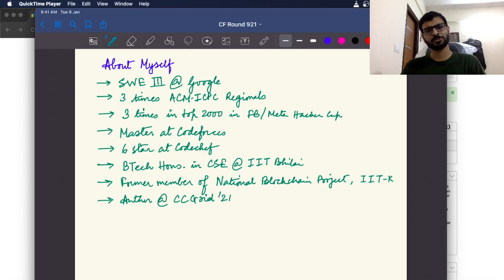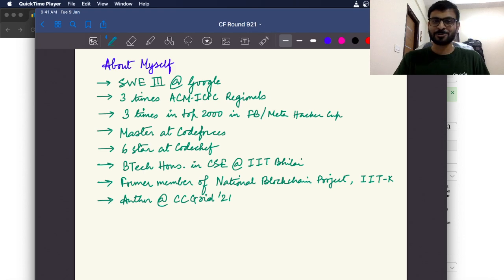Among the extracurriculars, I had been a former member of the National Blockchain Project, IIT Kanpur, and I have a small publication in edge computing at CCGrid 2021. Apart from this, I've had some good records in some hackathons. Like in Expedia, I had a position in the top 10. I also went to the finals of Hack with Infy, which Infosys I think holds even now. They used to hold it every year. I hope it happens even now. And also, as a team, we won gold medals and other awards at certain hackathons and team events, intra-IIT tech events and all. So yeah, that's pretty much about myself.